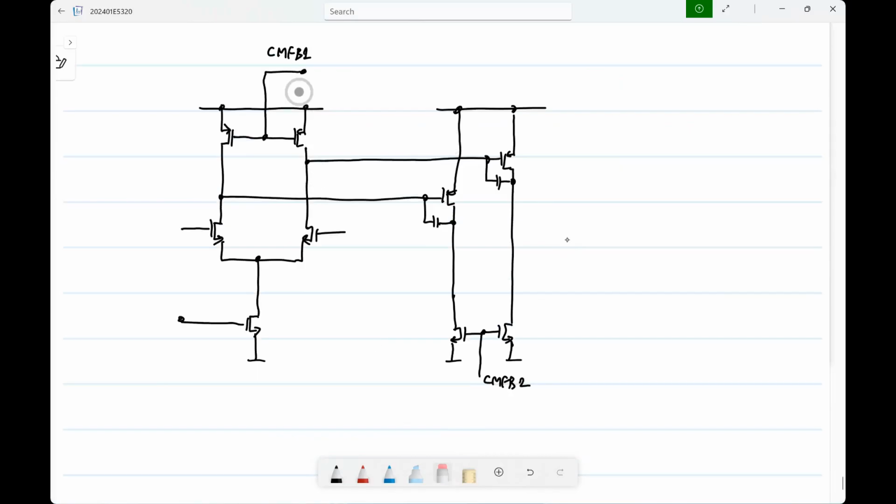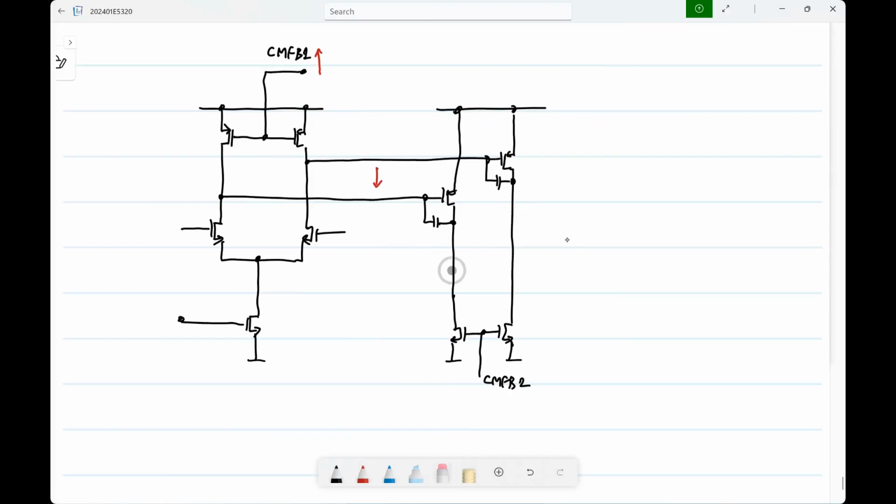So, for instance, here, what happens if you raise this voltage CMFB1? What happens to the output of the first stage? What happens if you increase CMFB1? What happens to these voltages? It will fall down, right? It's a common source amplifier from there to there.